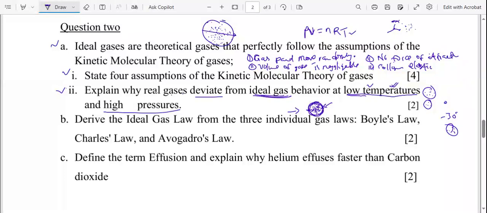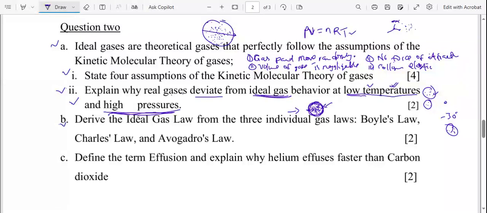So those are the two reasons why real gases deviate from the behavior that we talked about. One, real gases deviate because at low temperature attractions become significant. I explained this. Then at high pressure, particle volume matters. Why? Because it limits the extent of compression. All right, so that is it.